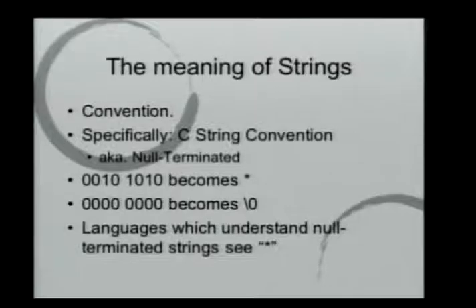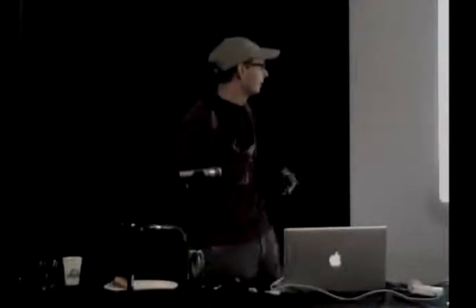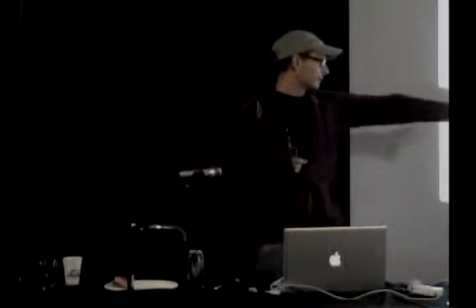So 00101010 becomes the ASCII character star, okay? This 00000 becomes \0, or aka null terminated in a C binary. So languages which understand null terminated strings see this star quote. But in memory, it's all a bunch of zeros.